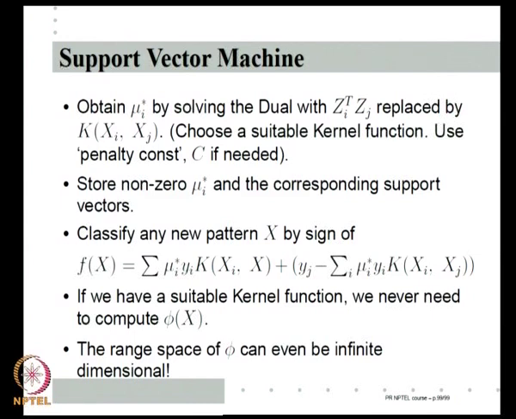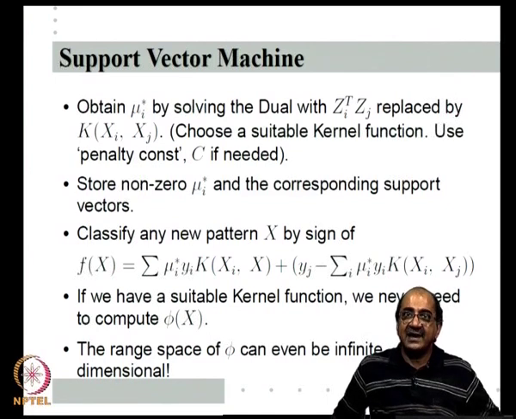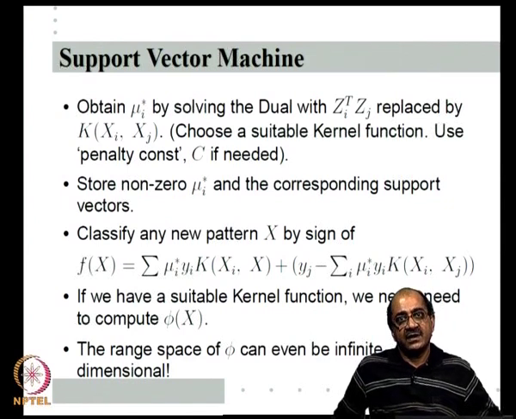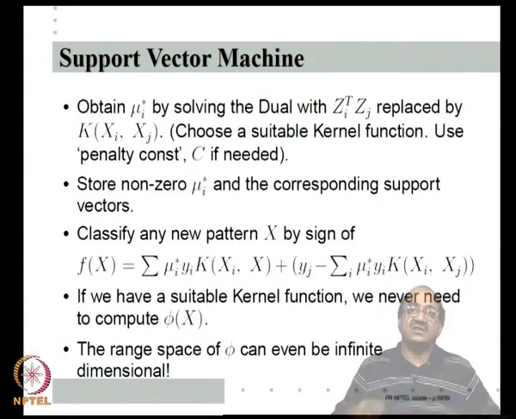What does this mean? For all I care, the range space of phi can be infinite dimensional. I never go there. Okay. So, this is a very, very interesting idea of effectively finding a linear classifier in a high dimensional space. So, next class we will look at the kernel functions, what kernel functions are suitable and how different kernel functions will allow you to find different nonlinear classifiers. Okay. Thank you.